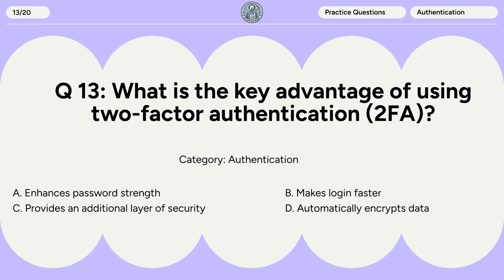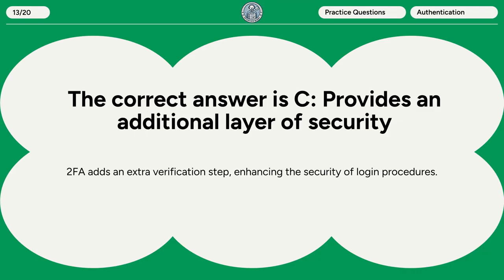Question 13. What is the key advantage of using two-factor authentication? A. Enhances password strength. B. Makes login faster. C. Provides an additional layer of security. D. Automatically encrypts data. The correct answer is C. Provides an additional layer of security. 2FA adds an extra verification step, enhancing the security of login procedures.